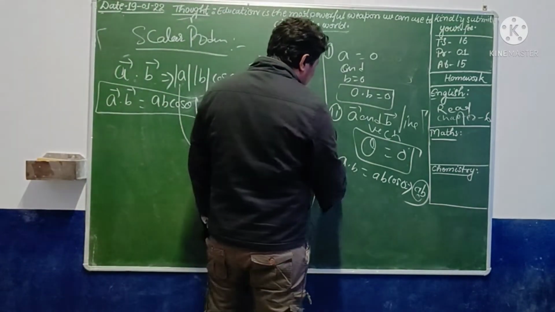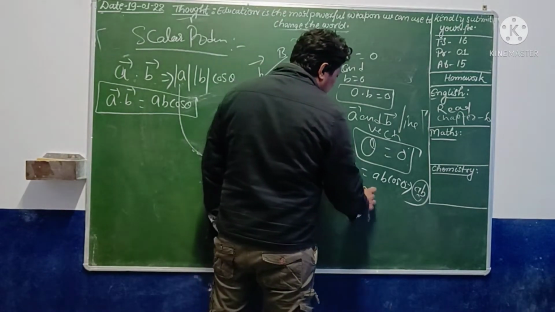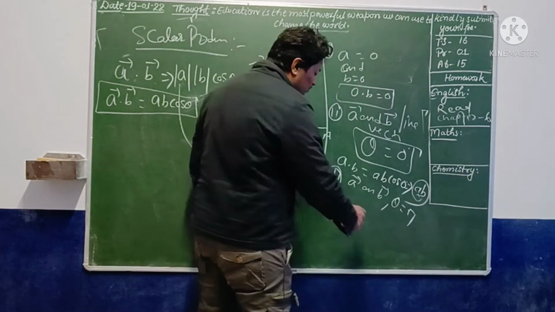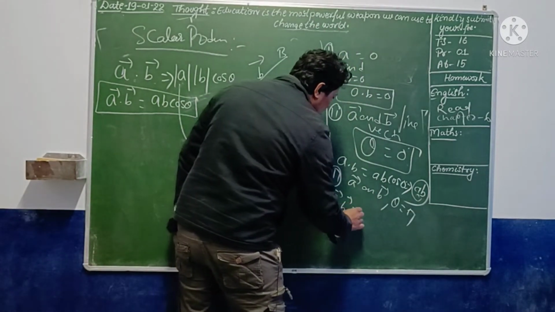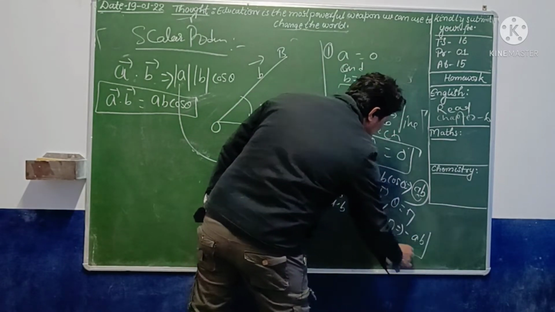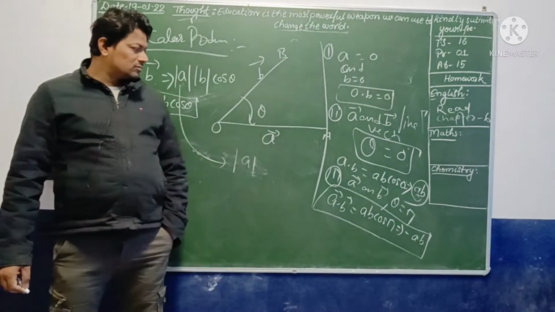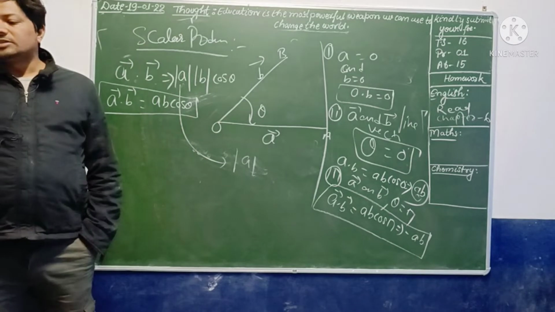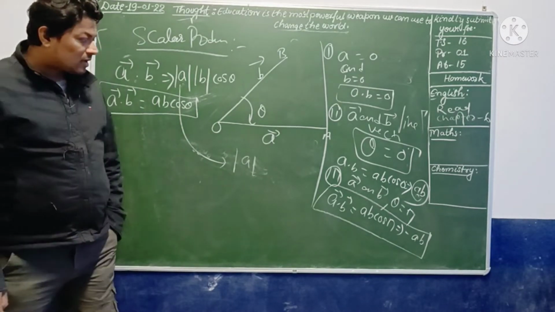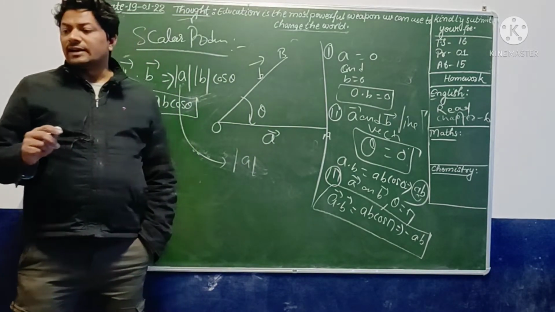Two vectors are unlike vectors. So if vector A and vector B are unlike, then theta is equal to pi. Pi means 180 degrees. So A dot B equals AB cos pi, and cos pi equals minus 1, so A dot B equals minus AB. Is it clear? Any doubt up to this point?